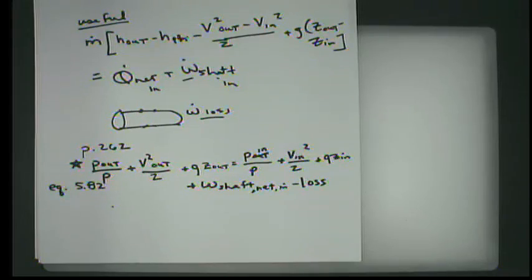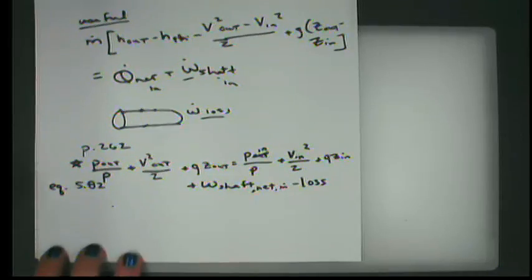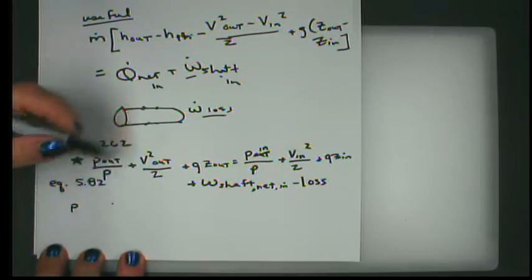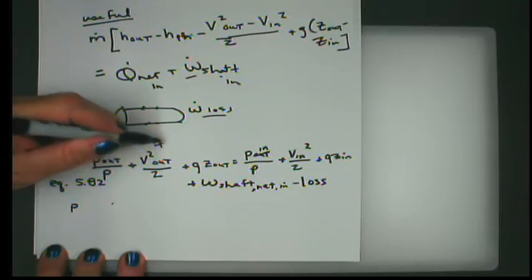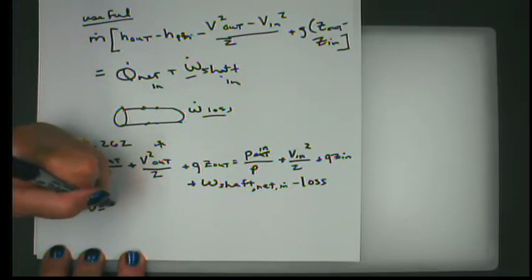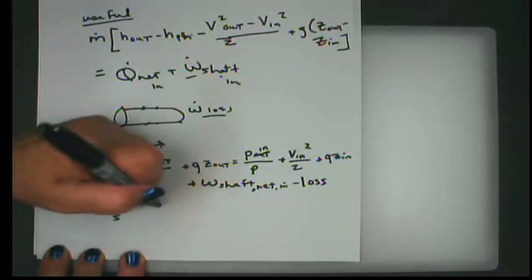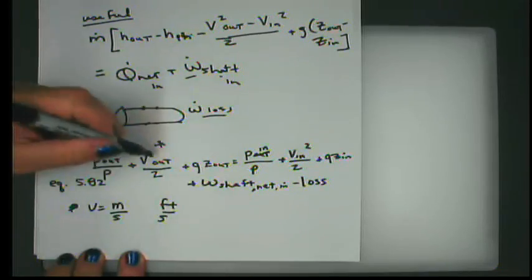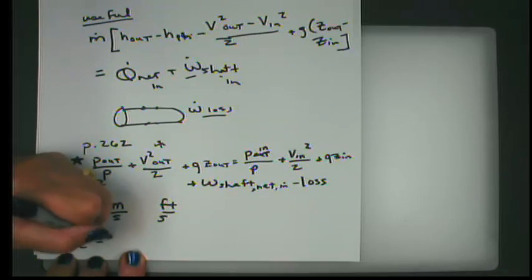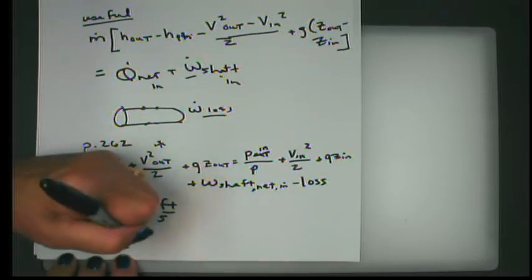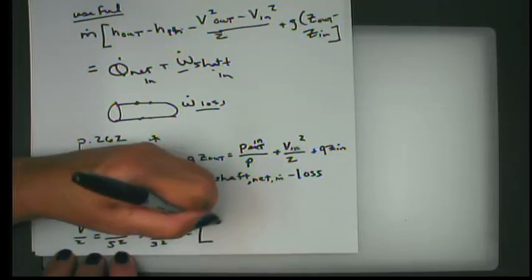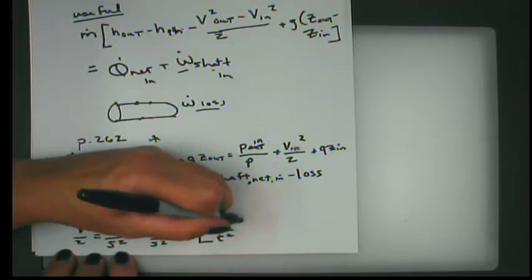Now here, getting back to the idea of the units that we talked about, we know that pressure, you can just take any of these terms. Well, this is actually the easiest one to work with. Since V, velocity, is in units of meters per second or feet per second, we can see that this term is going to be in units of meters squared per second squared or feet squared per second squared. In other words, in dimensions of length squared per time squared.